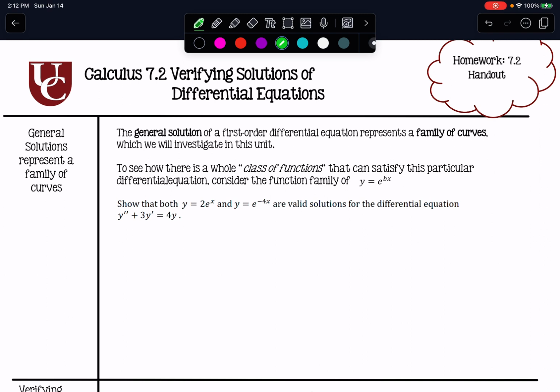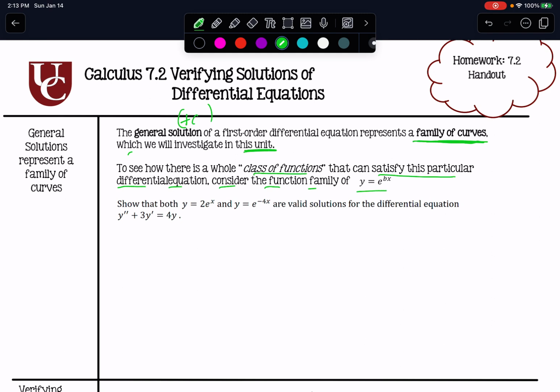So let's try to remember a few facts. The general solution that you get, the one that's got the plus C, of a first-order differential equation represents a family of curves, and it's a family because C can be anything. So we're going to be talking about C a lot, to see how there's a whole class of functions that can satisfy a particular diffeq. Consider the family function of y equals e to the bx.